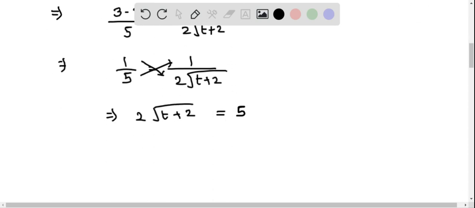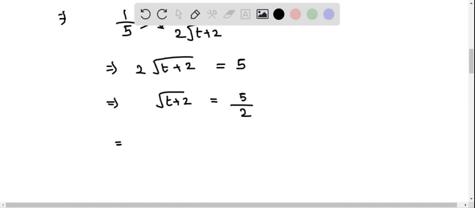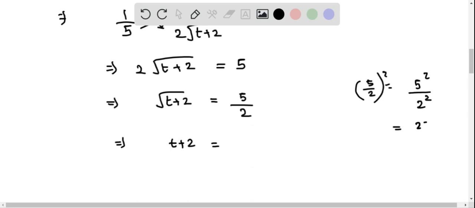So now let's simplify for t. So I can divide by 2 on both sides. So I get the square root of t plus 2, and this equals 5 by 2. Now, since we want to solve for t, we square both sides. So when we do that, we get t plus 2 on the left side, and this equals, we have to square this 5 by 2. And so this equals 5 squared divided by 2 squared, which is 25 over 4. So I write down 25 over 4 here.